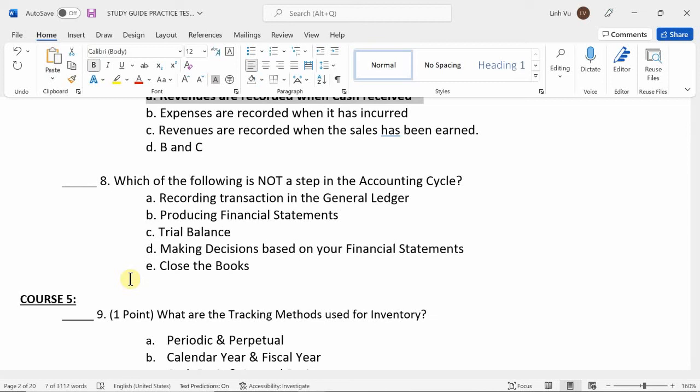D. Closing the books is step number 9 in the accounting cycle. No, I said D. D as in dog. Okay, yes, making decisions based on your financial statements is correct because as an accountant, you don't make any decisions. Your job is just to produce the financial statements. But yes, you can have ideas. It's not like you can't, right? That's the bookkeeper, right? Who can't make any decisions, period.